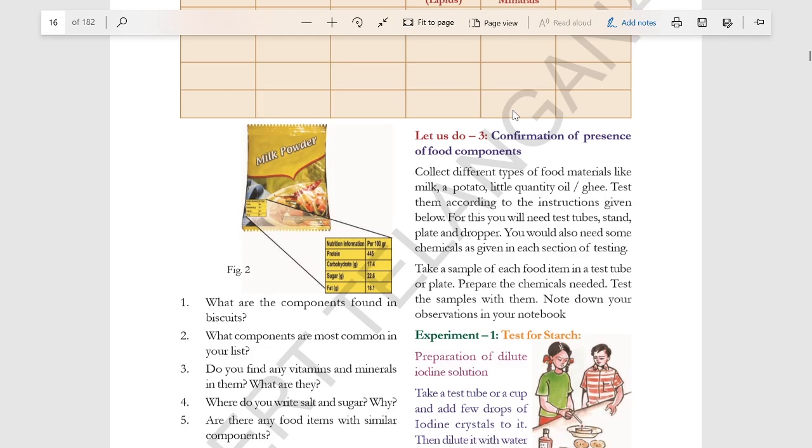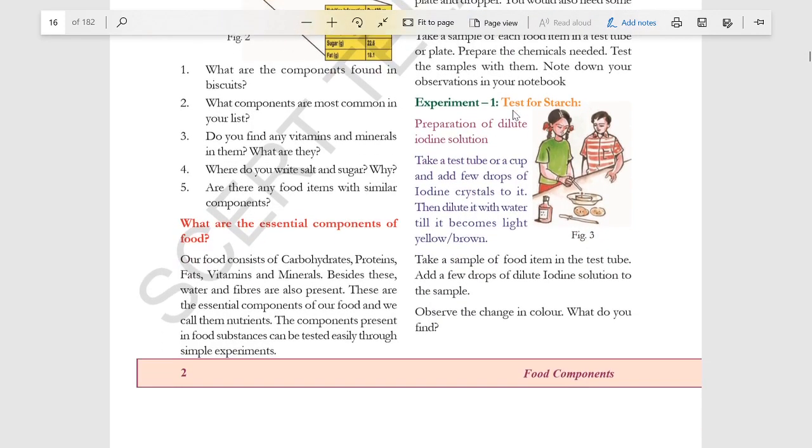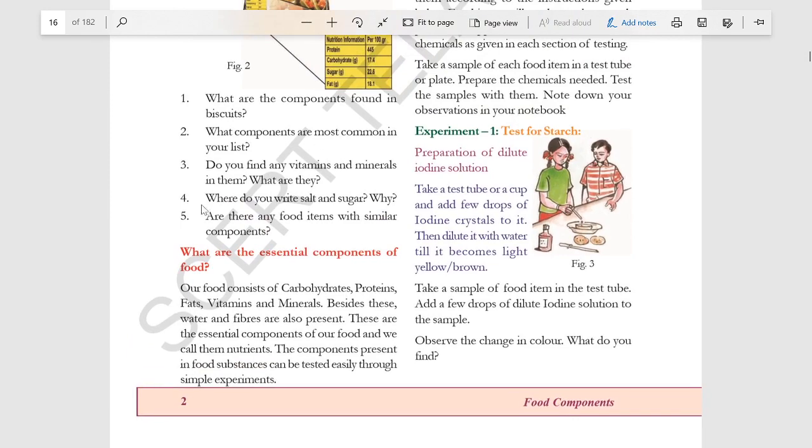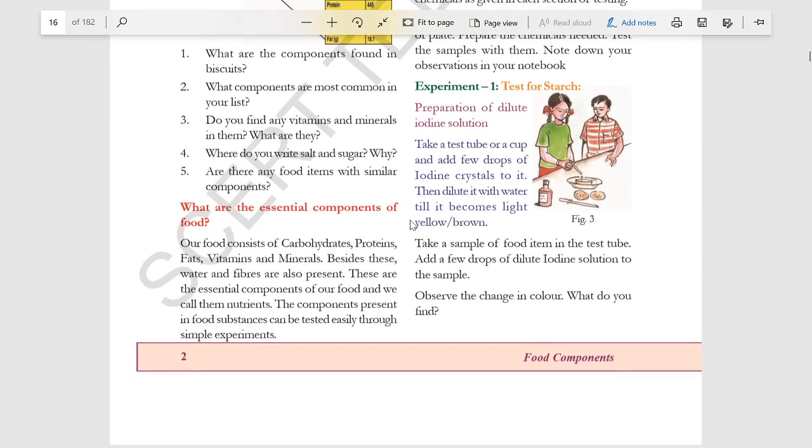Now let's see the essential components of food. Okay, we know what carbohydrates, proteins, fats, minerals and vitamins are. So how can we know whether this food item contains starch, protein or fats? There are certain small tests which we can perform and conclude that yes, starch is present, that is carbohydrate is present, or protein is present, or fat is present.